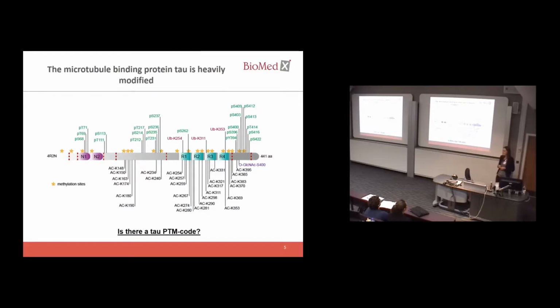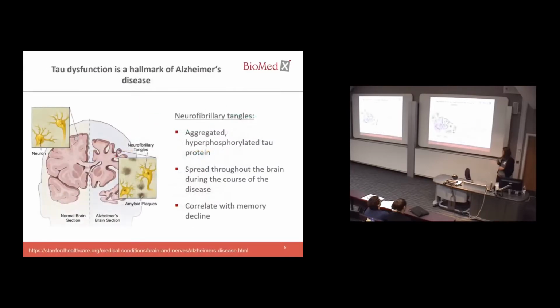And the question is: is there a tau PTM code? Is there something analogous to a histone code that will determine tau's localization and tau's function, mediated by all these different modifications? And why is tau even important? Tau dysfunction is a hallmark of many neurodegenerative diseases, and one of them is Alzheimer's disease, where tau aggregates are one of the hallmarks of the disease.